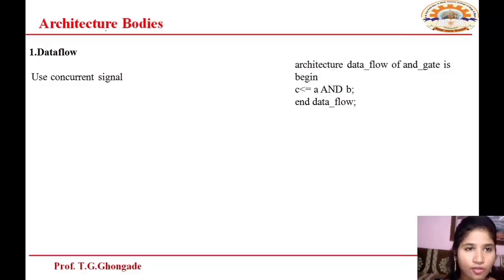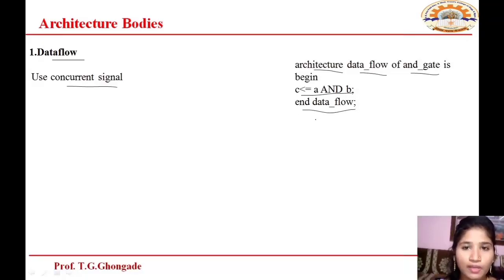There are different styles for specifying architecture bodies. The first style is the data flow style of modeling. In data flow style of modeling, we will execute concurrent signal assignment statements. If I want to specify an AND gate, I just write C is assigned A and B, and end data flow. Again, architecture is the keyword. Data flow is the name of architecture, which is a user defined word. AND gate is your name of entity. Is begin, from here your architecture starts. C <= A and B; end data flow.